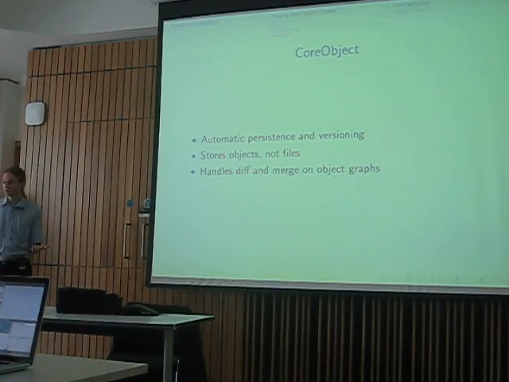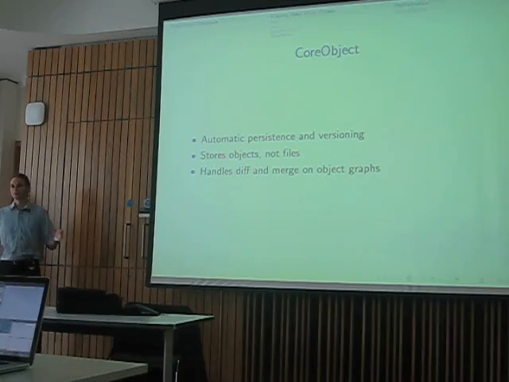We have core object, which does automatic persistence and versioning. So this gives us most of the benefits of images for Smalltalk, but it also lets us do diffing and merging and branching and collaboration really easily.